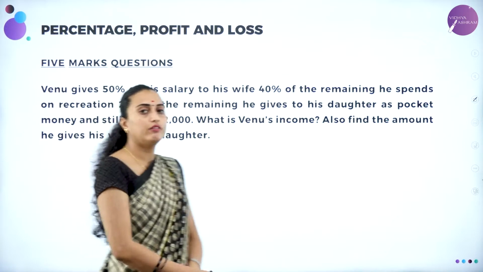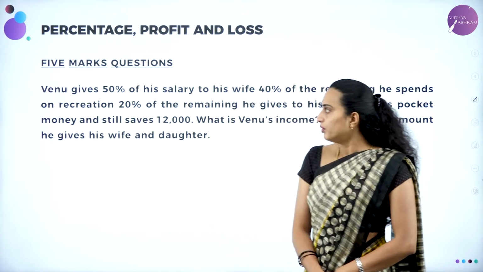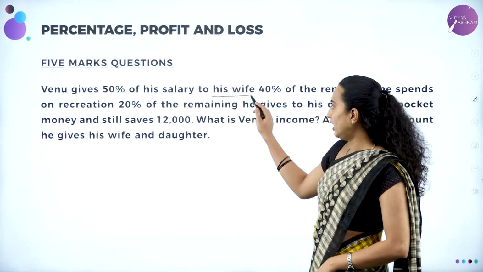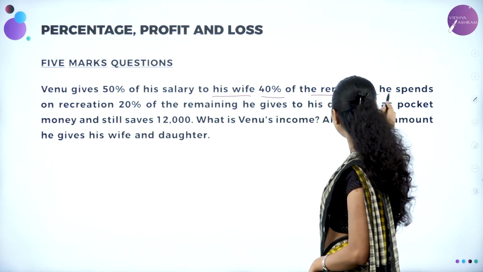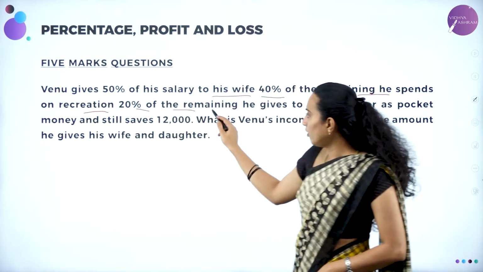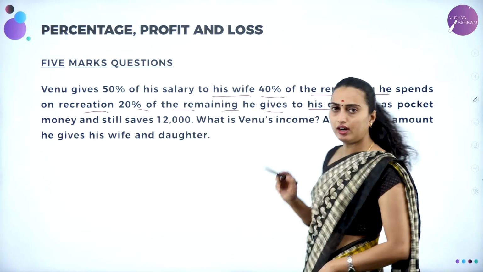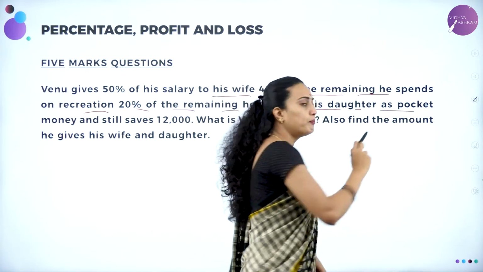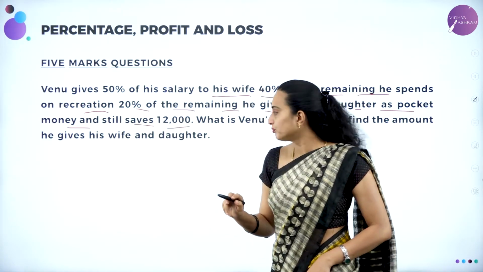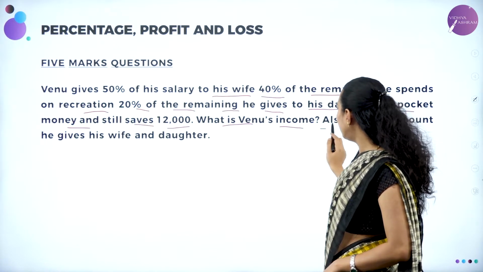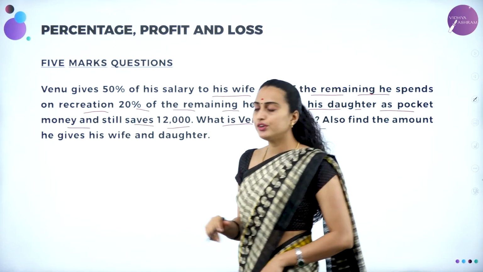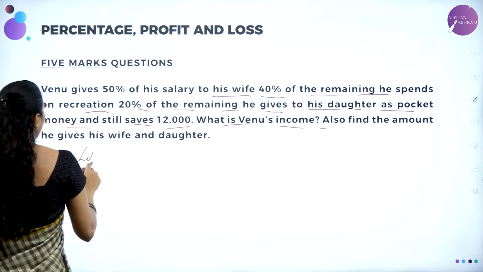What is the next question they have asked? They have asked, Venu gives 50% of his salary to his wife. 40% of the remaining he spends on recreation. 20% of the remaining he gives to his daughter, and then has pocket money and still saves 12,000. So what is Venu's income? Also find the amount he gives his wife and the daughter. I am going to take it as, let x be Venu's salary.